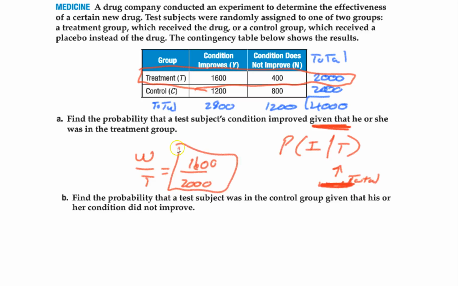And there, we are done. Given that on these is actually extremely easy. Just go, okay, what's the given? Oh, okay, treatment. I'm only looking at the treatment people. And then from there, fill in your 1 over total.